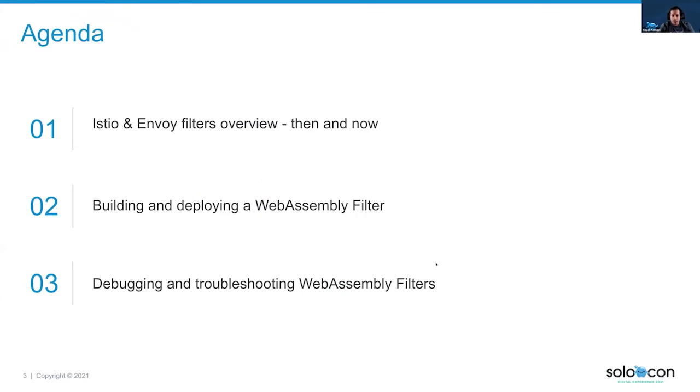Let's talk a little bit about the agenda for today. We'll start with Istio and Envoy. We'll do a little bit of an overview. Then we'll talk about how to build and deploy WebAssembly filters onto your service mesh. And then we'll talk about how we troubleshoot and debug these WebAssembly filters.